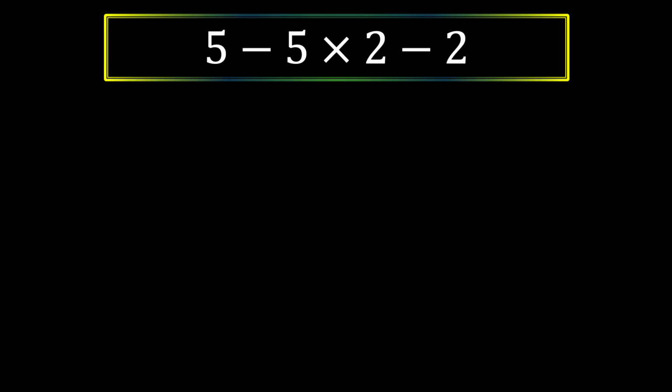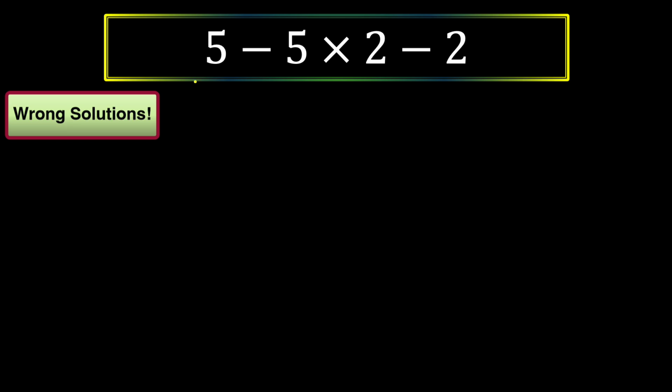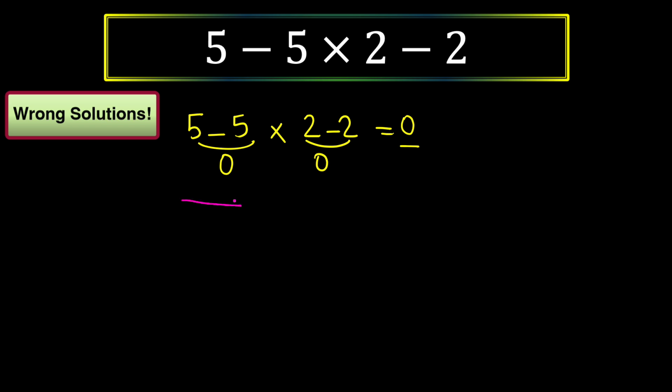Some people solve it like this. They say 5 minus 5 equals 0, and then 2 minus 2 equals 0, and finally 0 times 0 equals 0. Some people, without considering the order of operations rules, start by calculating from left to right.